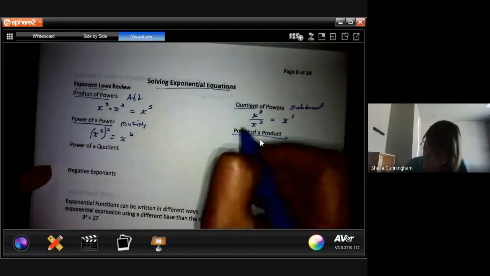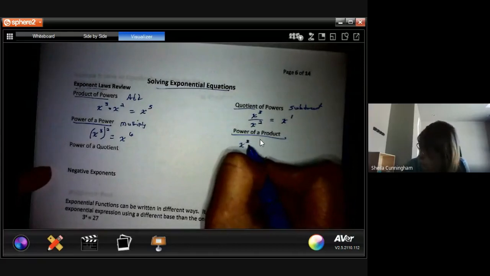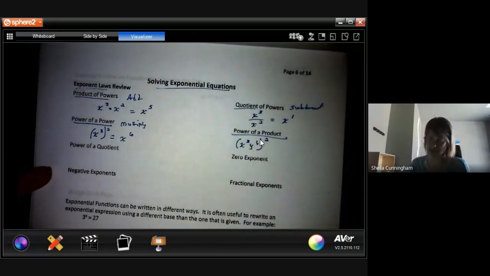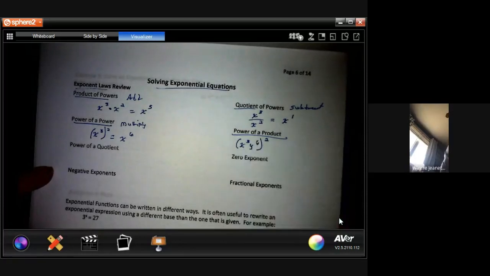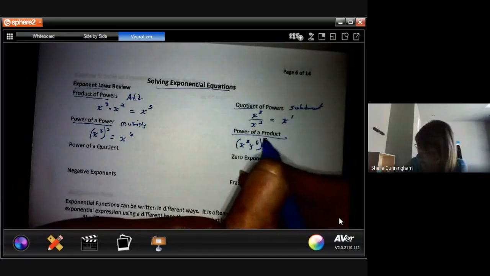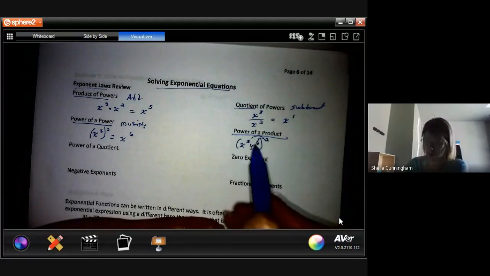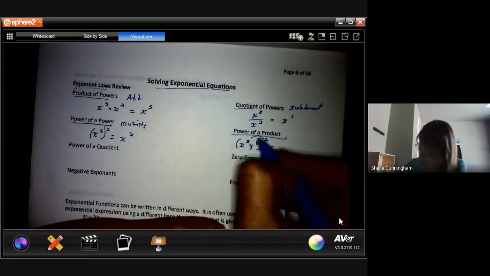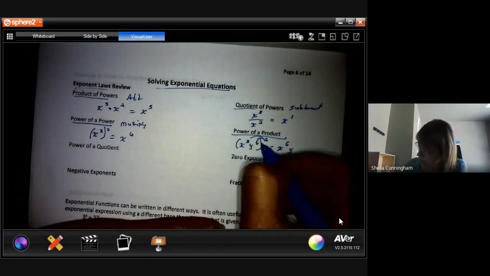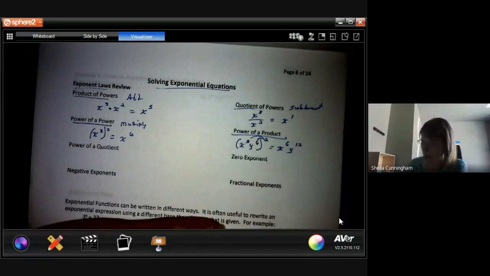Power of a product rule would be a scenario where I have maybe x to the power of 3, y to the power of 6, and the whole thing is to the power of 2. So it's a power of a product rule. You're still multiplying. You're distributing that 2 on the outside with both powers on the inside. So you'll end up with x to the power of 6, and y would be 6 times the 2, which would be y to the power of 12, that we get for an answer.